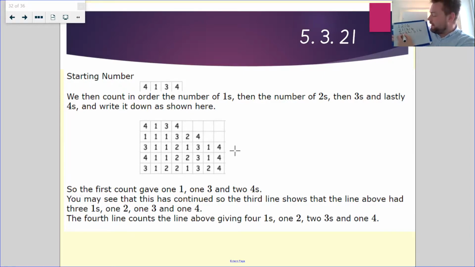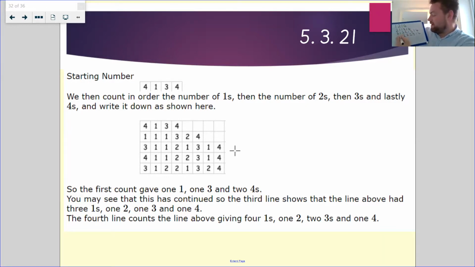How many 1s have I got? 1, 2, 3. I've got 3 ones. How many 2s? 2 twos. How many 3s do I have? I've got 1 three. And how many 4s have I got? I've got 1 four. And then I do it again.